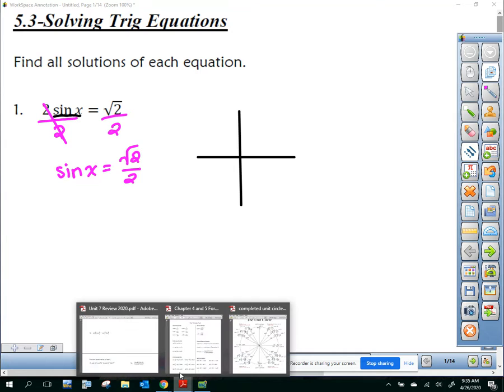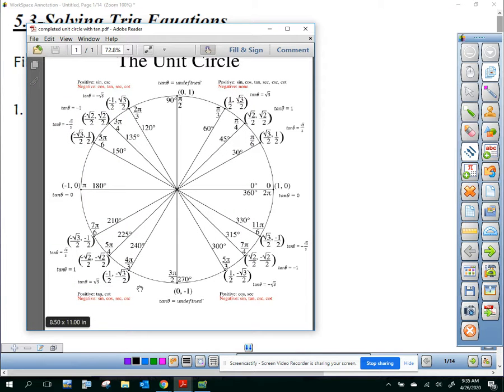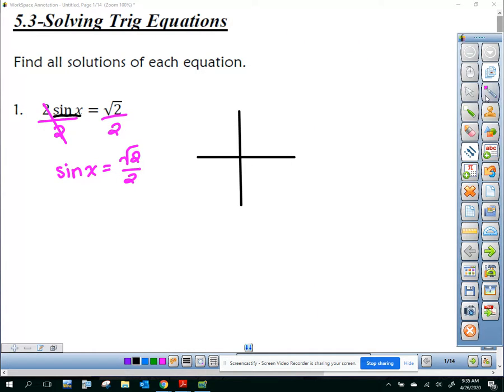You can look back on your unit circle and remember sine is y, it corresponds to y. So you're looking at your y values. Where is sine root 2 over 2? Okay, you can look here if you need to. Hopefully most of you know the unit circle pretty well by now, but it's at a 45-degree reference angle that sine and cosine are root 2 over 2.